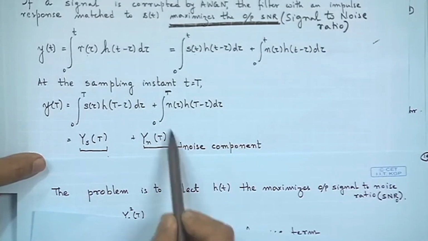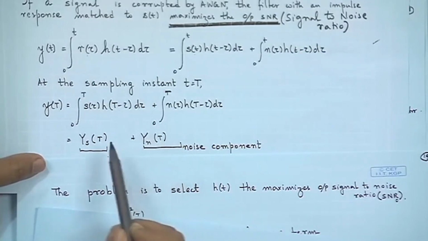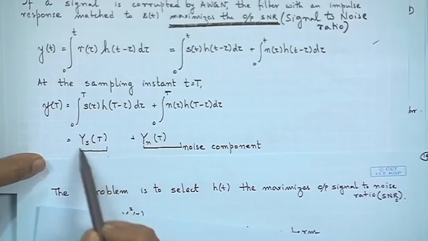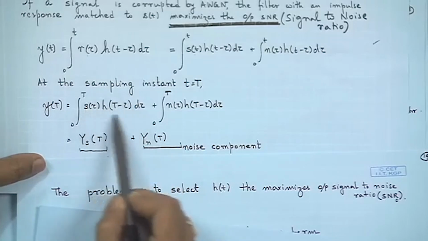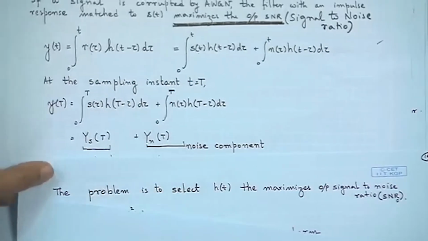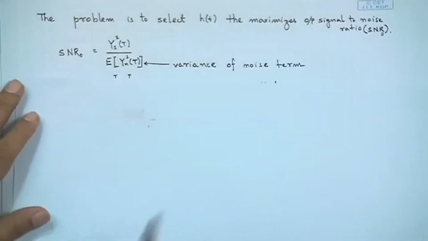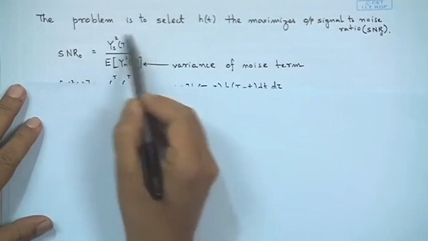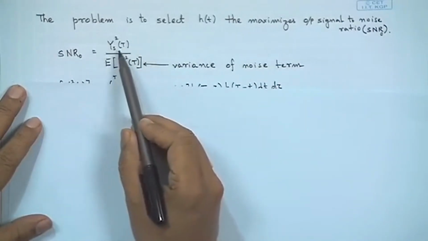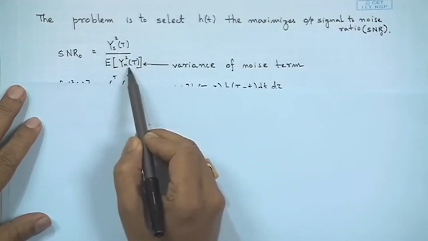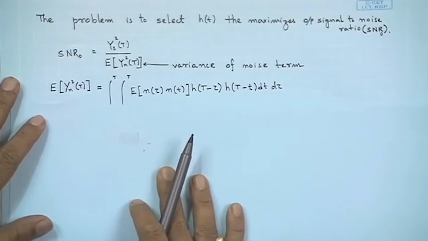Just a trivial note, this power cannot be 0. So, there is a fixed value to this. We have to maximize this knowing this particular expression. SNR at the output is given by the square of the received signal upon the expected value of the noise power, the variance of the noise term.